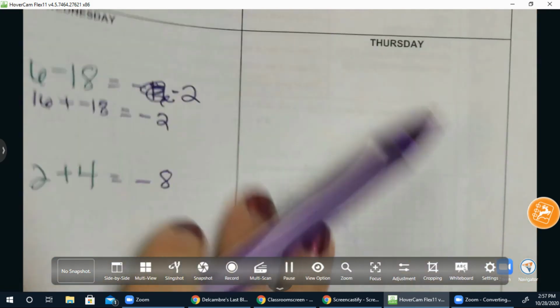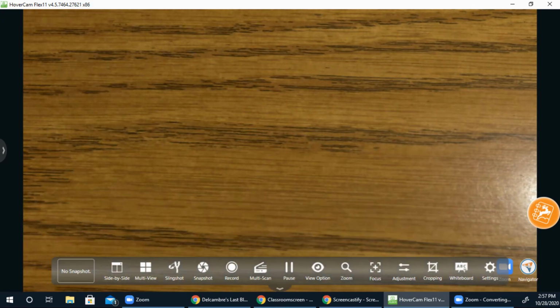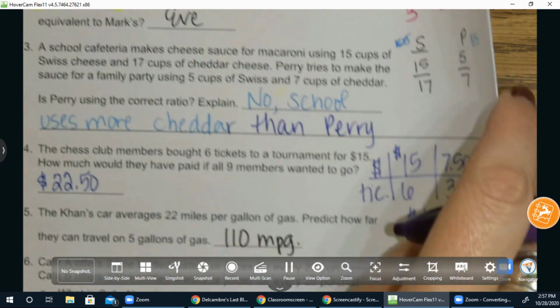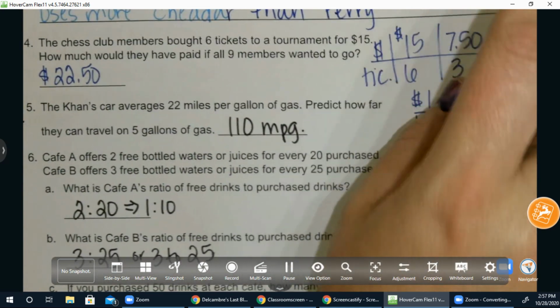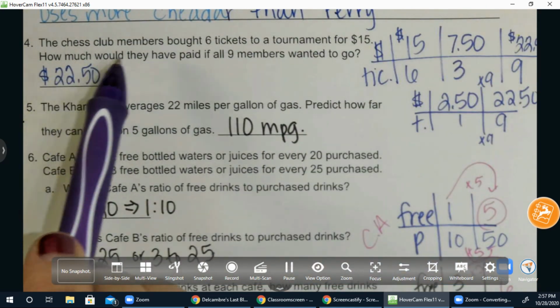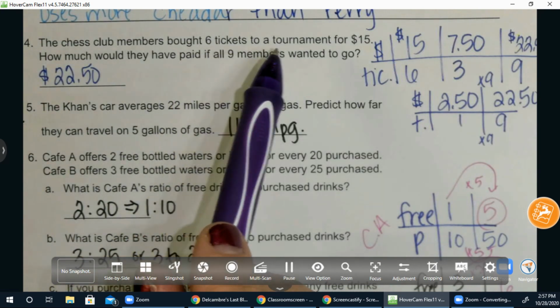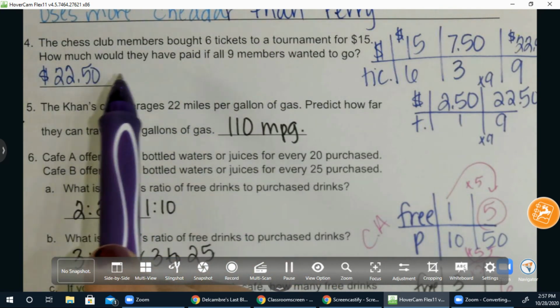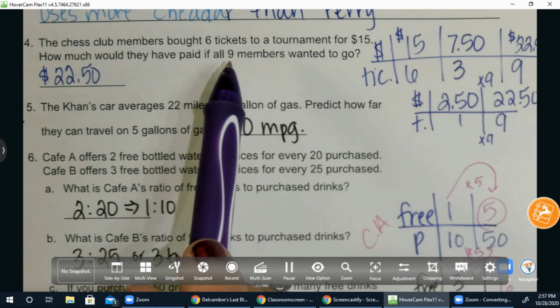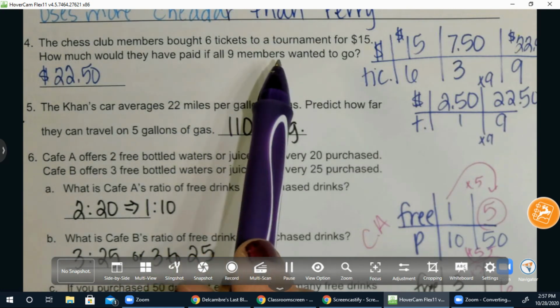Okay. Our homework check. Okay, I'm going to go quickly. I believe we did this yesterday. Now, number 4, the chess club members bought 6 tickets to a tournament for $15. How much would they have to pay if all 9 members went?